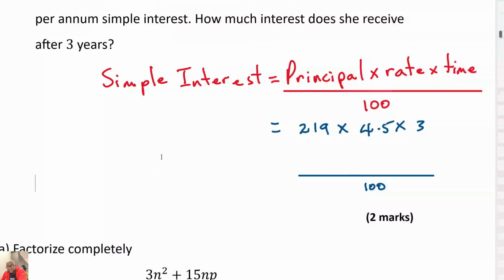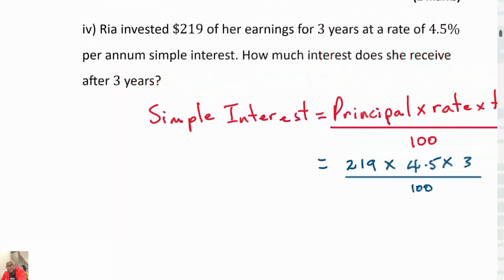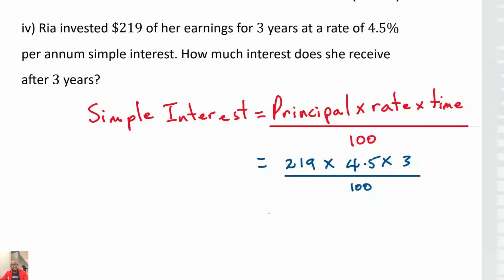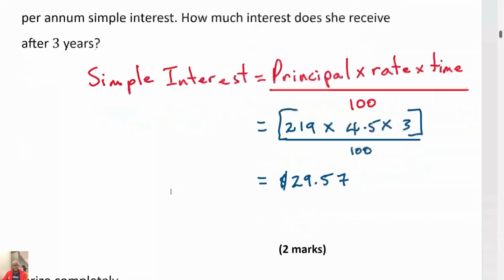Let's go. What would my answer be here? What's my simple interest? Work out the top first, press equal, and then divide by 100. I get 29.56. But it's 57, sir. Yeah, round it off. So $29.57 would be her interest after 3 years. Right, let's hit the next one.